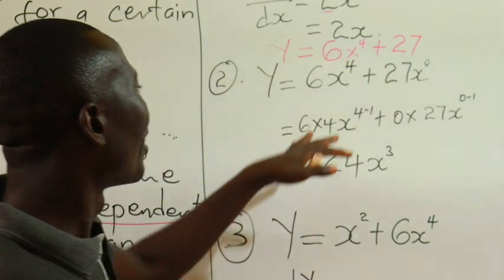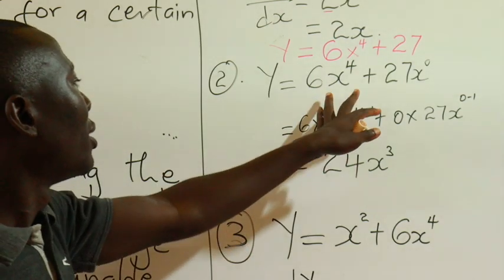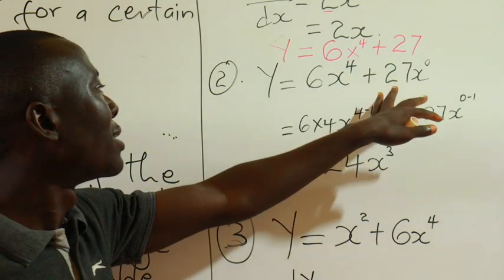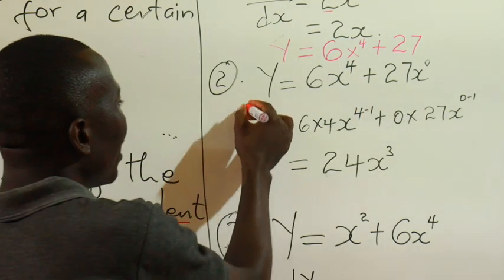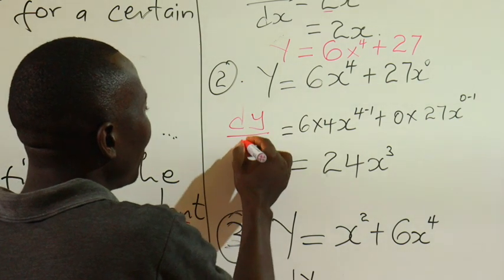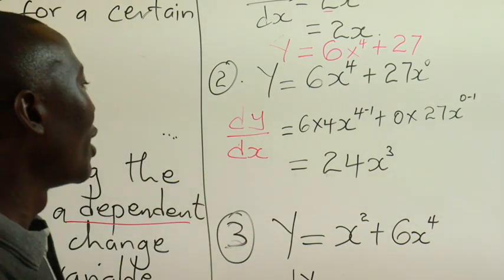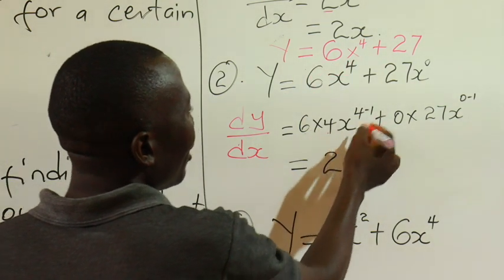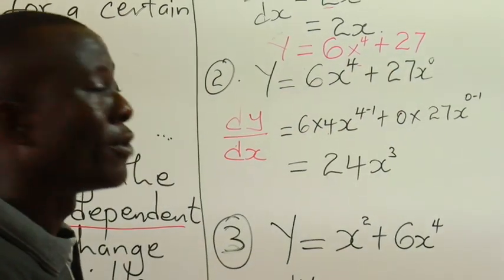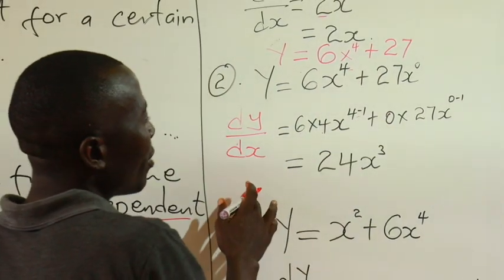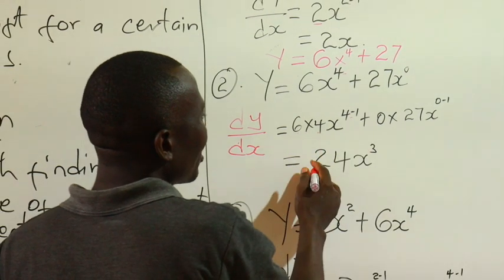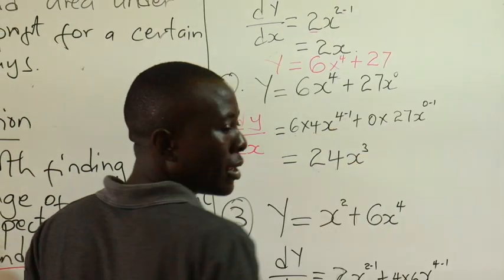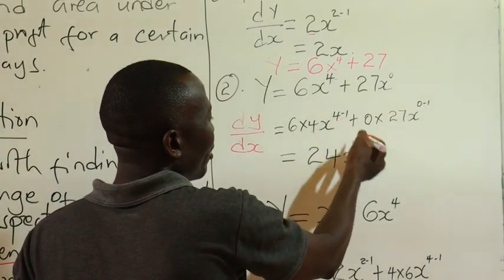So if we are asked to differentiate this function, which is 6x raised to 4 plus 27, then to find our dy, because we are differentiating with respect to x, we will drop this particular 4 so that it becomes 6 times 4. Then we will reduce that power 4 by 1, so it becomes 6 times 4 is 24, then x is raised to 3, because we have reduced the power 4 minus 1.